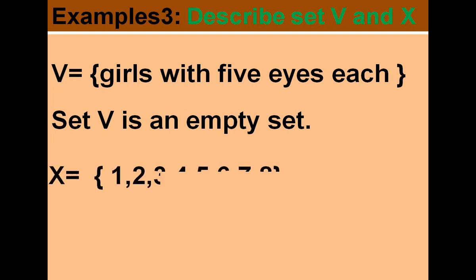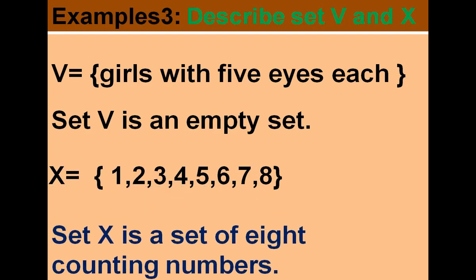Let us go on and look at set X. Set X is a set of numbers. 1, 2, 3, 4, 5, 6, 7, 8. Yes. So we can describe set X and say it is a set of which type of numbers? It is a set of 8 counting numbers. Set X is a set of 8 counting numbers.